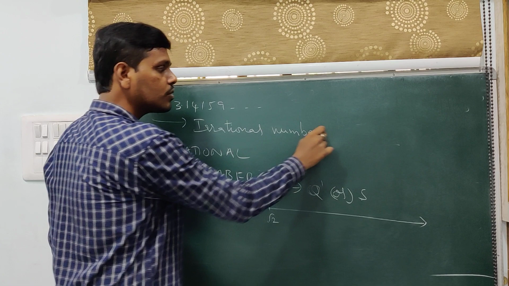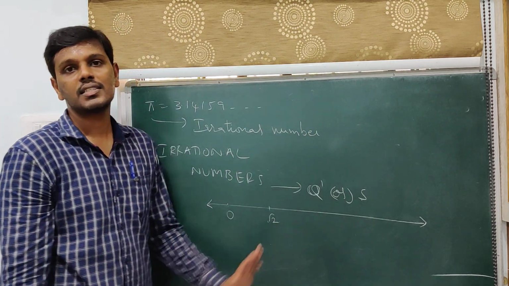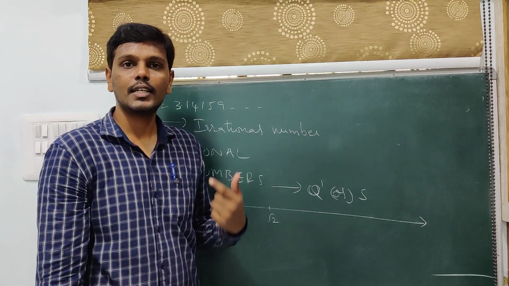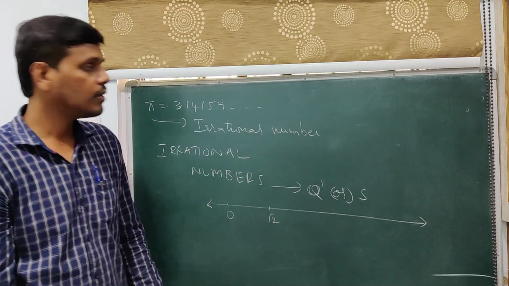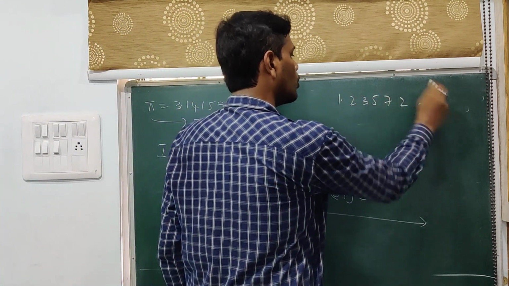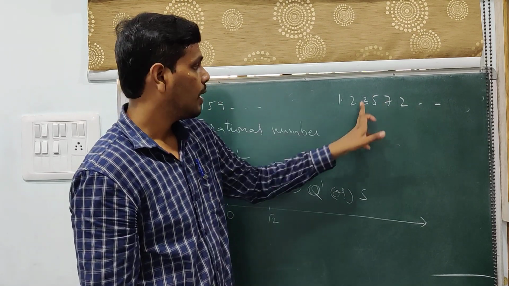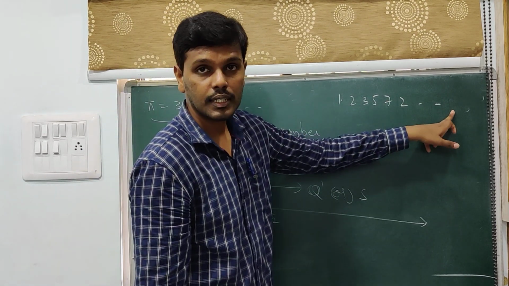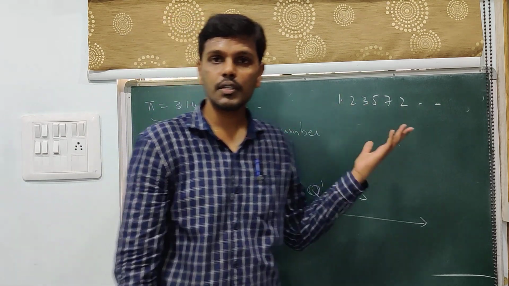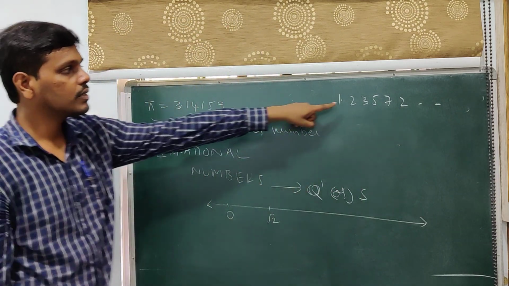So by this I can also say that every non-terminating, non-repeating decimal is an irrational number. I repeat it again: every non-terminating, non-repeating decimal is an irrational number. For example, 1.23572 and so on. Here this is a non-terminating decimal, and none of the digits are repeating continuously. Therefore this is not a rational number. Any number which is not a rational number is an irrational number.